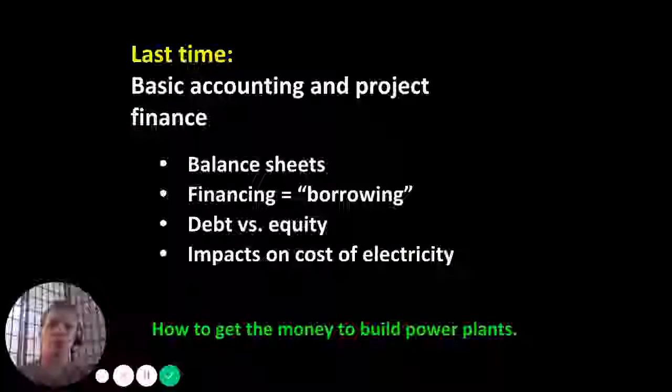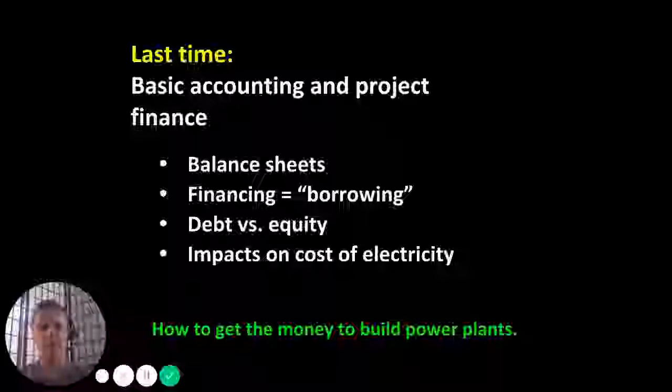Last time, if you recall, we spoke about basic accounting and project finance. We talked about what a balance sheet was, how it might be indicative of a company or firm's ability to pay its bills on time. In other words, a measure of financial risk. We talked about what financing infrastructure meant, in other words, borrowing money to pay for it. We talked about the two main mechanisms for financing infrastructure through debt and equity. And we talked about the trade-offs between those two, where debt is a legal obligation to pay the money back, but there's lower interest rates associated with it.